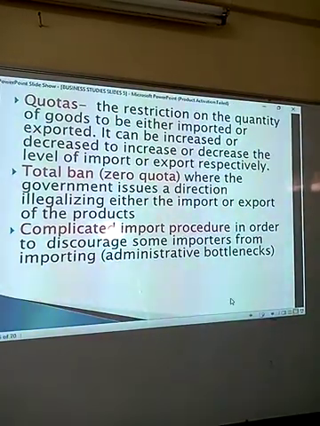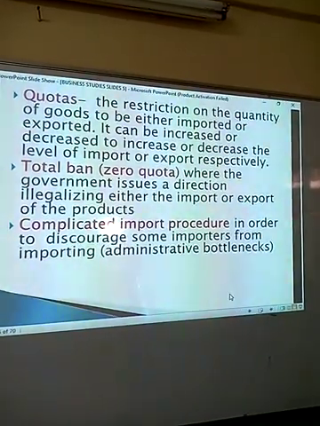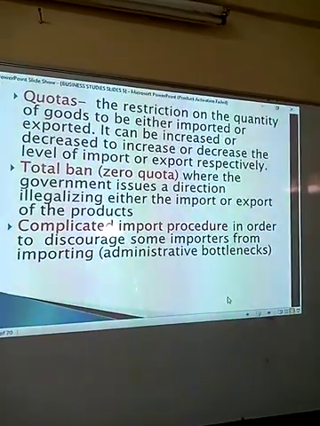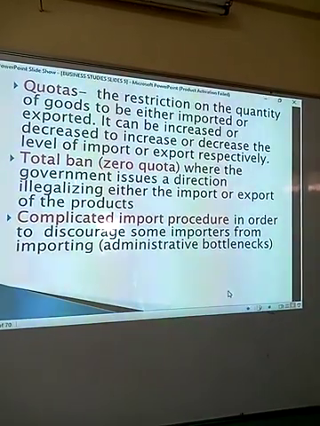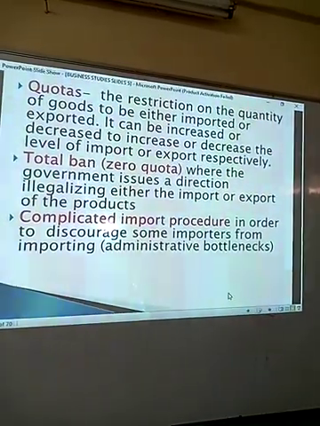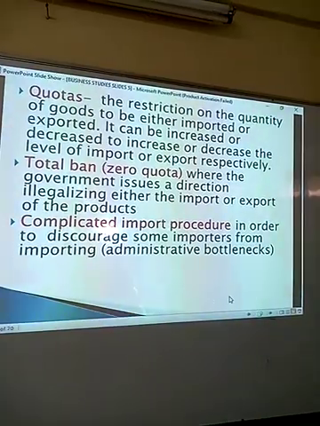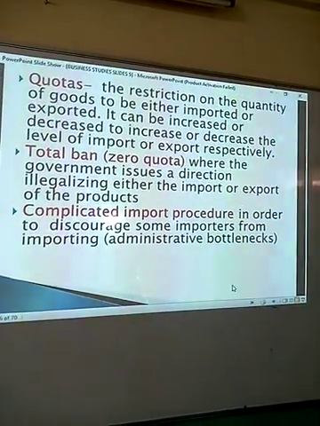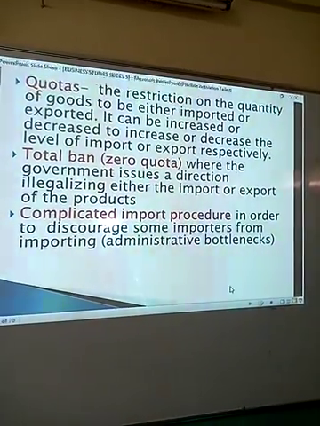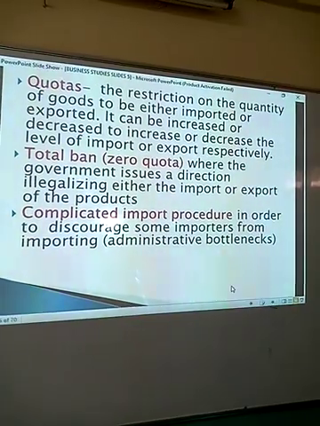Another way in which this can be done is known as the total ban or the zero quota. Now, this is where the government bans completely the amount of a commodity to be imported.